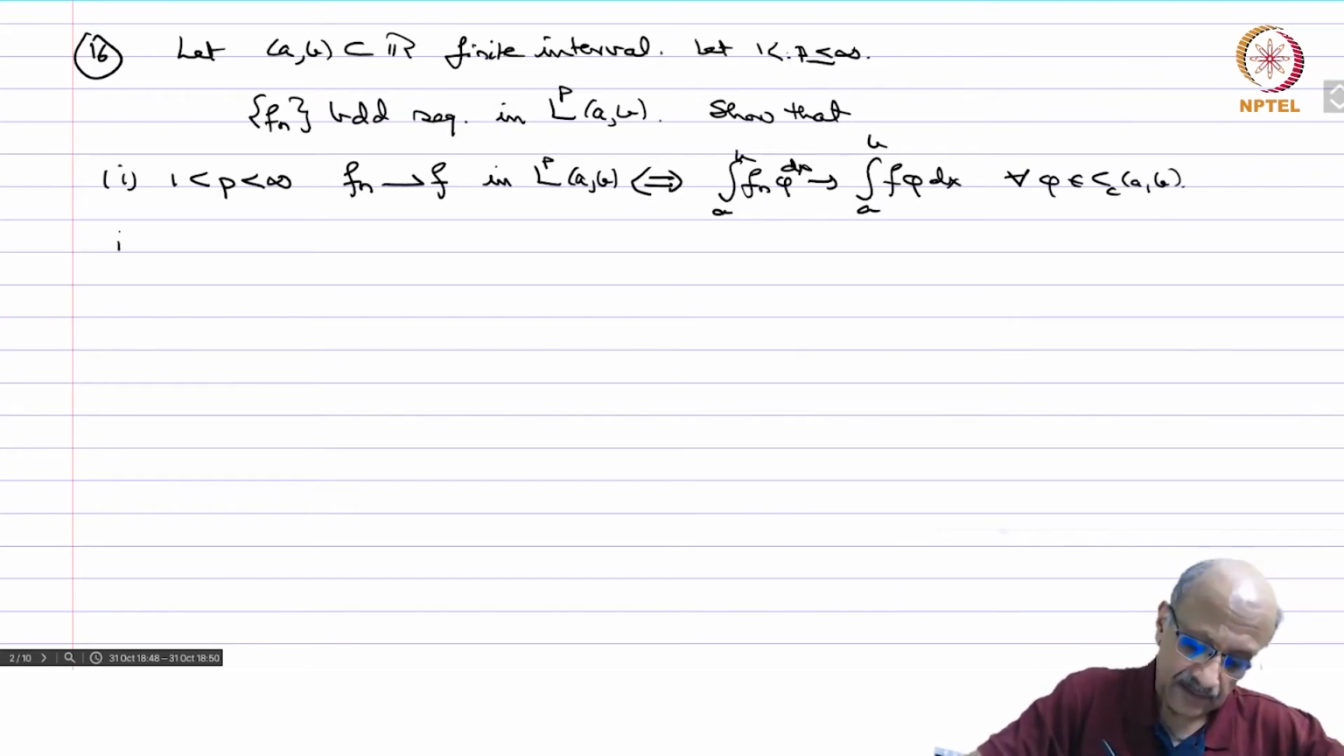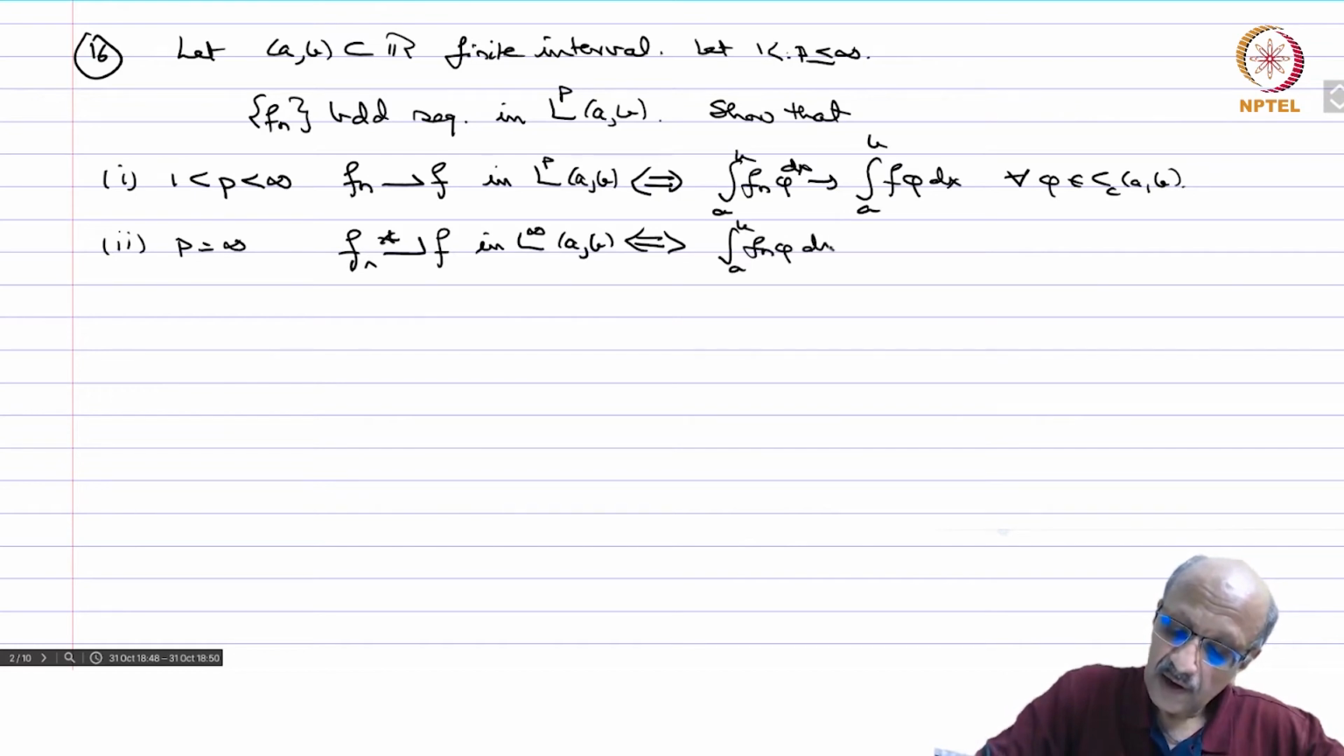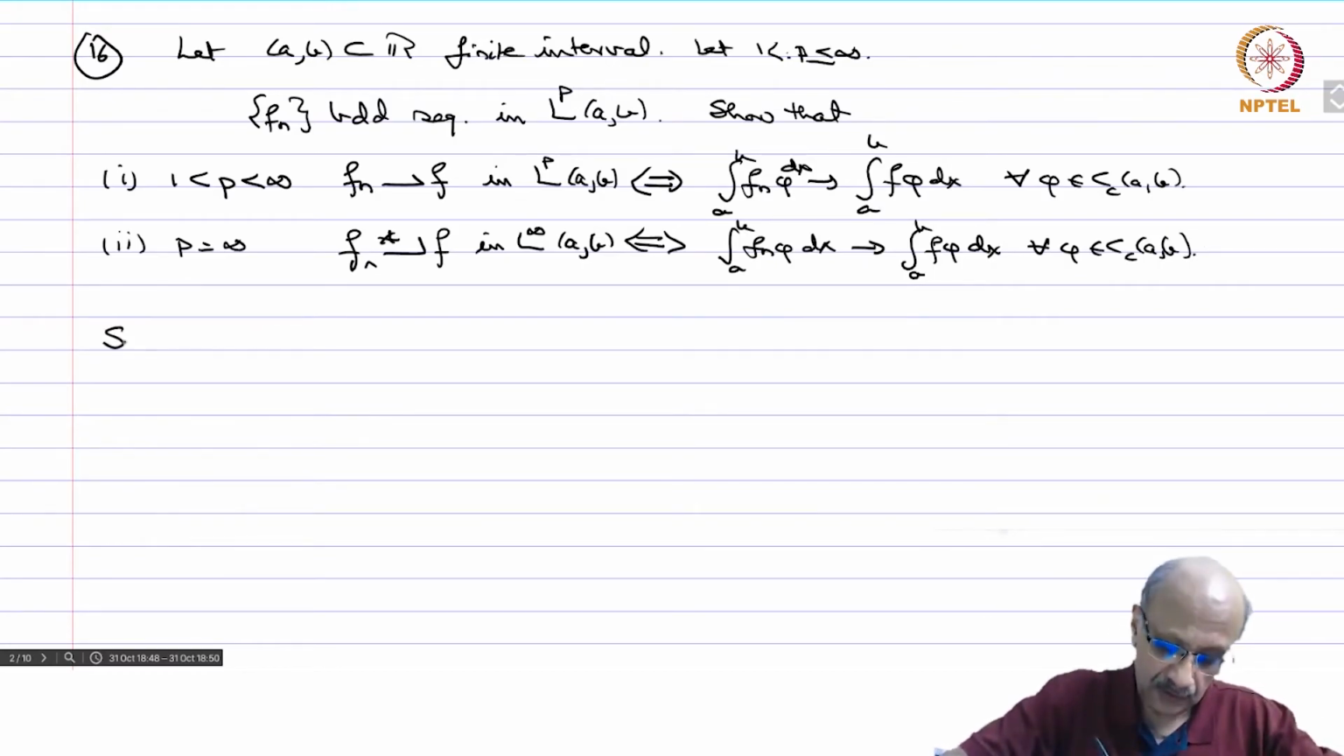And then secondly, p equals infinity. So f_n converges to f weak star in L infinity(a, b) if and only if the integral from a to b of f_n phi dx converges to the integral from a to b of f phi dx for all phi in C_c(a, b). Okay, solution.